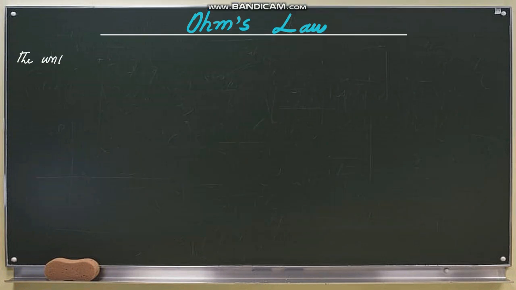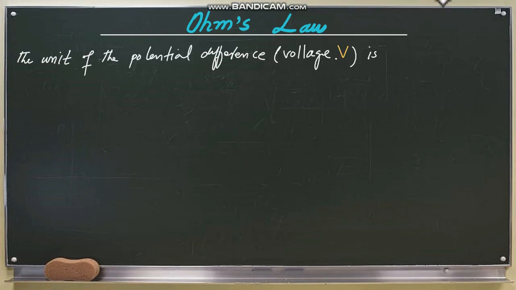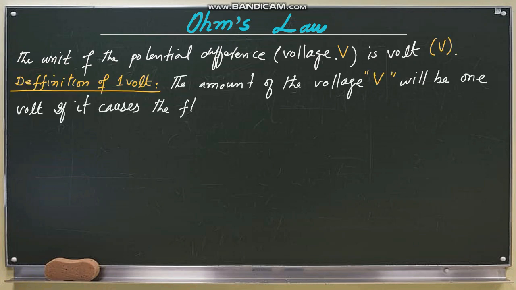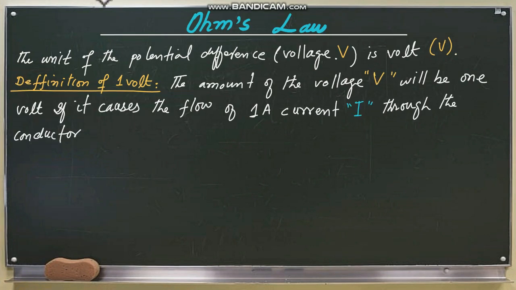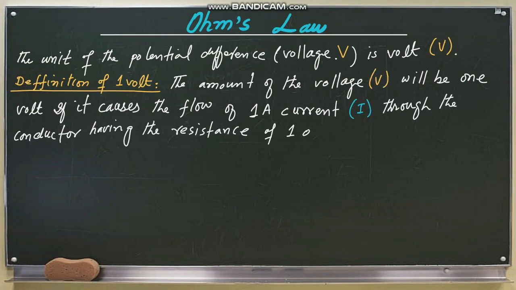The unit of the potential difference is volt. Now let us define 1 volt potential difference. The amount of the voltage will be 1 volt if it causes the flow of 1 ampere current through the conductor having the resistance of 1 ohm.